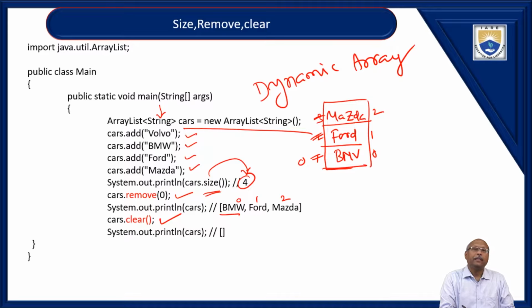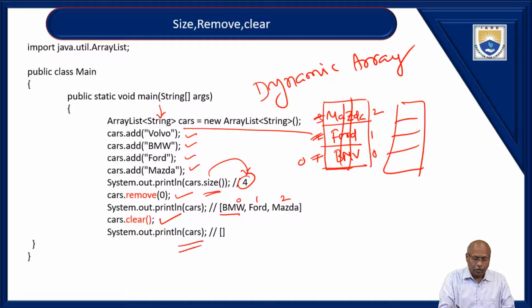Similarly, when you say clear, all the items will be cleared. So now your list will be empty. If you print, you get an empty list. Nothing is there. You can, of course, check whether cars is empty. Yes, in that case, it will return true. So there are various methods available in an ArrayList, and you can use those methods.